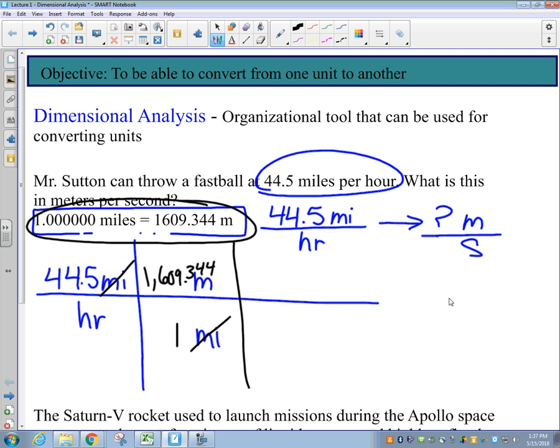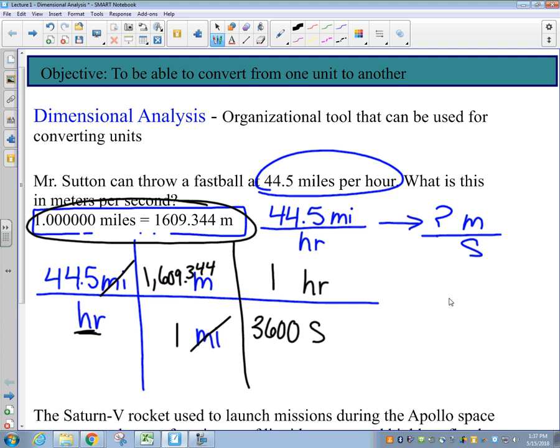The unit that I'm trying to get rid of is this hours here on the bottom. Since I have hours in the denominator, if I want to get rid of this, I need hours, the same unit, in the numerator. So what I'm really interested in is a unit conversion factor that takes me from hours to seconds. So we want to think, how many seconds are in an hour? We know that there are 3,600 seconds in 1 hour, and as such, we can go through and we can convert into meters per second.